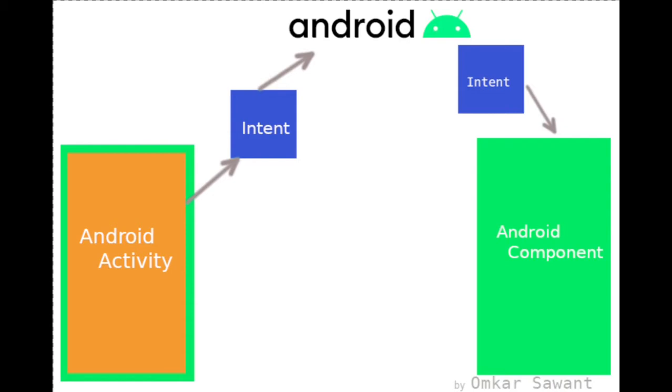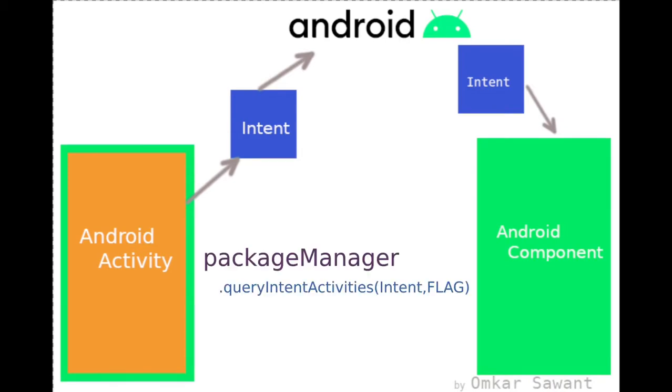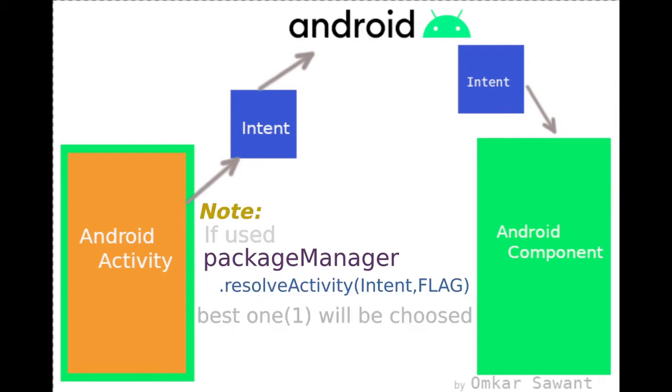The Android OS, with the help of intent filter, will look for who can satisfy that task, and those Android components will be filtered out with the PackageManager.query method. So that specific intent will be sent to the Android component, or all the applicable Android components will be shown in an Android chooser, and whatever the user chooses, that intent will be sent to that Android component.